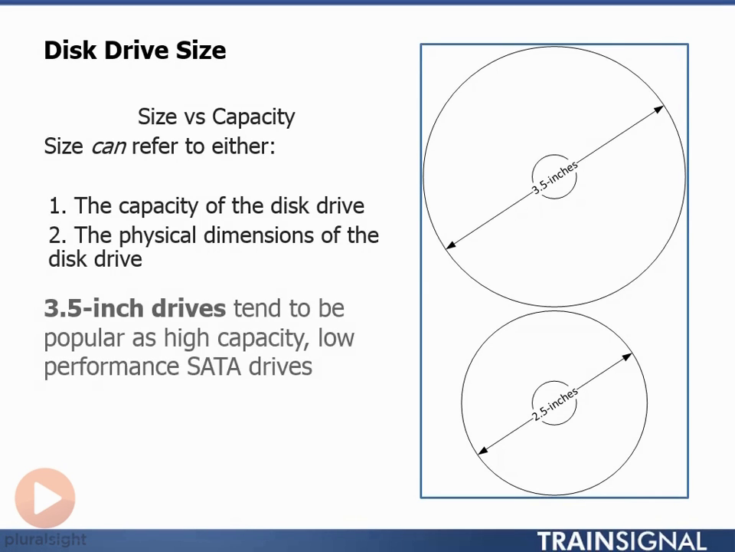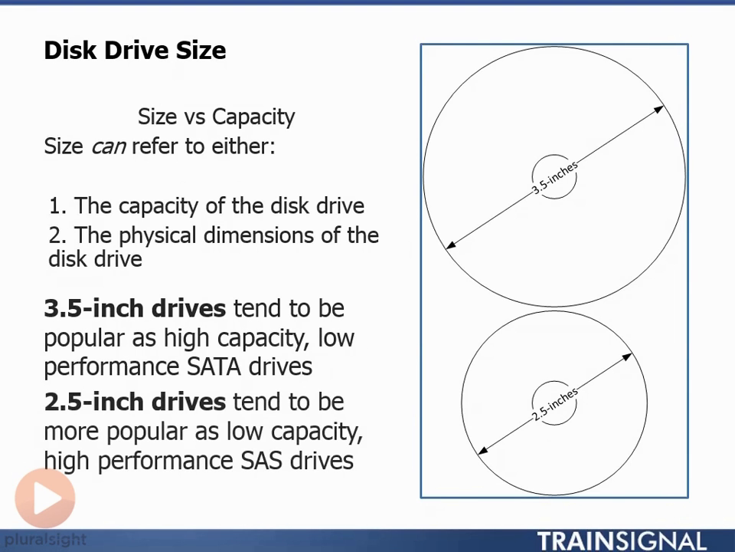However, 3.5 inch drives tend to be more popular as the lower performance but ultra high capacity drives, and usually ship with a SATA interface. Whereas the 2.5 inch platters tend to be more popular as high performance but lower capacity drives, and tend to ship with a SAS interface. But these are just general rules of thumb and not strict rules.